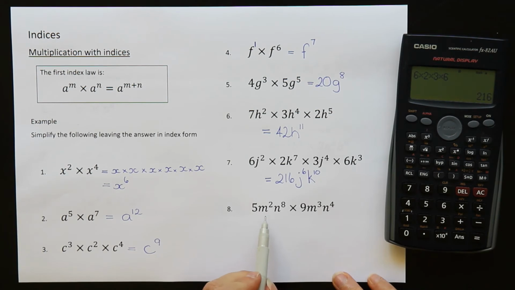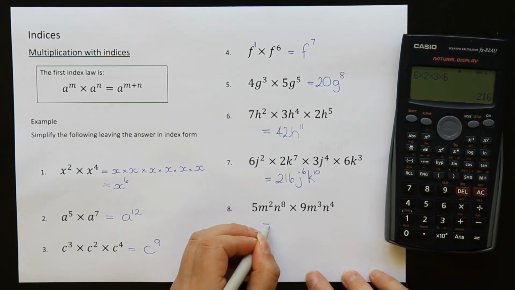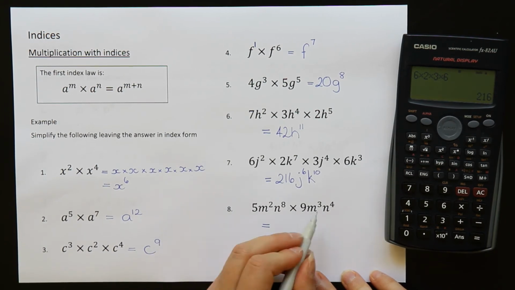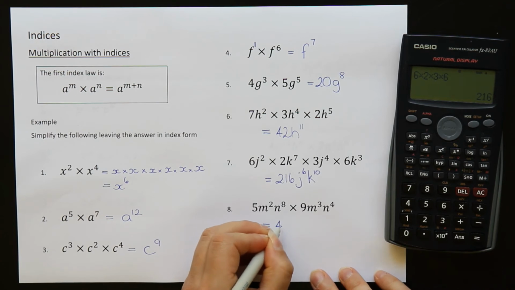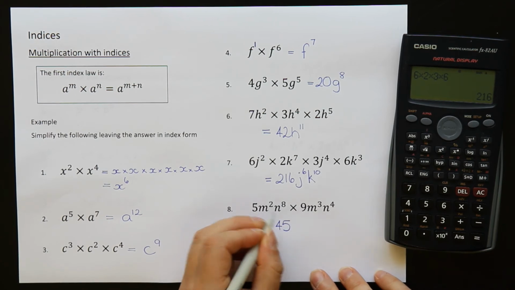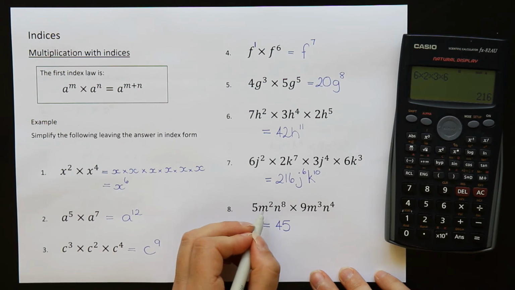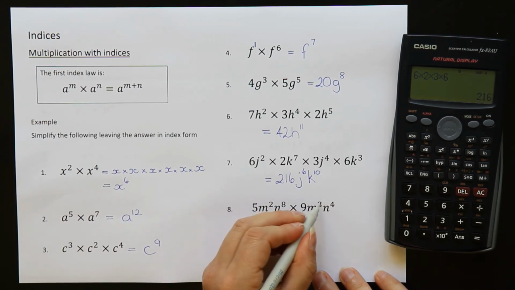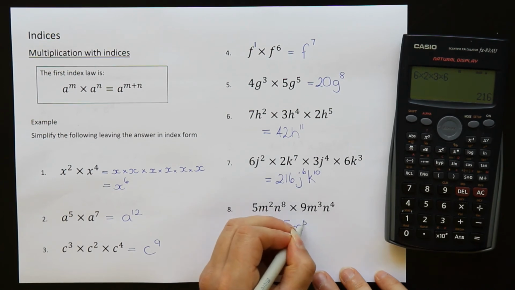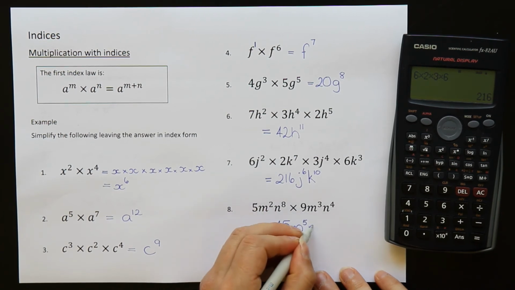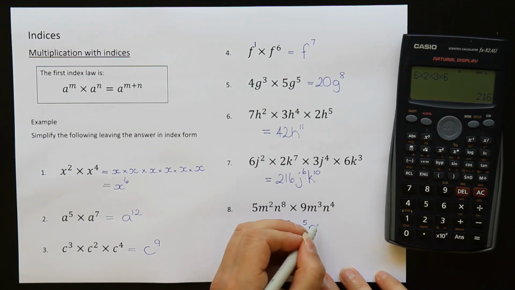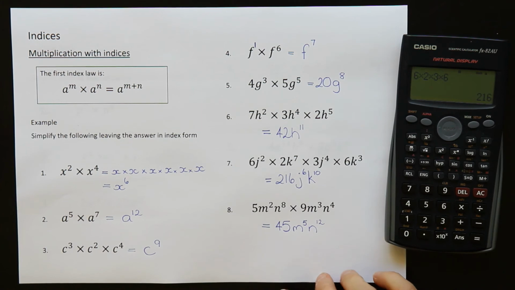Question 8 has two pronumerals in it again. Same process to do the question. Multiply the big numbers out the front. 5 times 9 is 45. And do each pronumeral separately. So let's do the m's first. m to the power of 2 here and 3 here. 2 plus 3 is 5. And then let's do the n. n to the 8, n to the 4, so 8 plus 4 is 12.